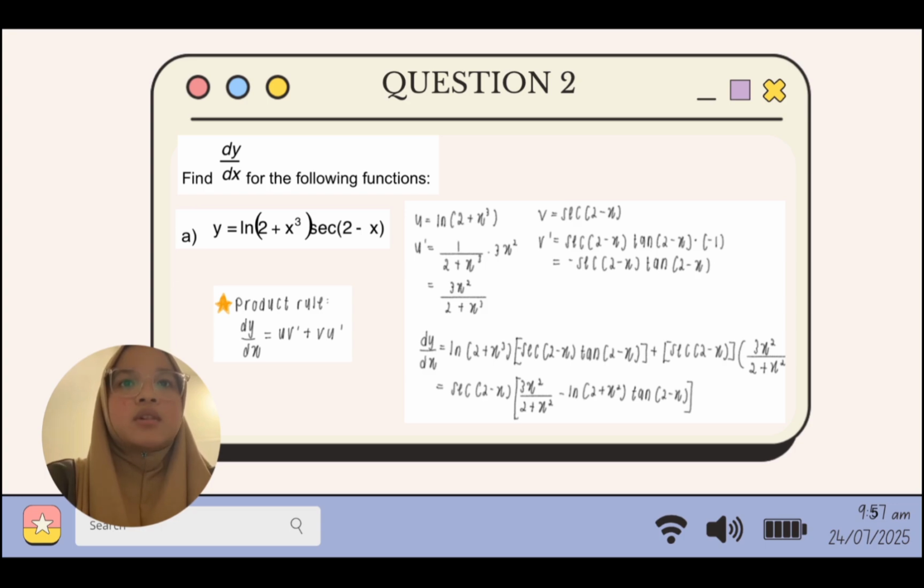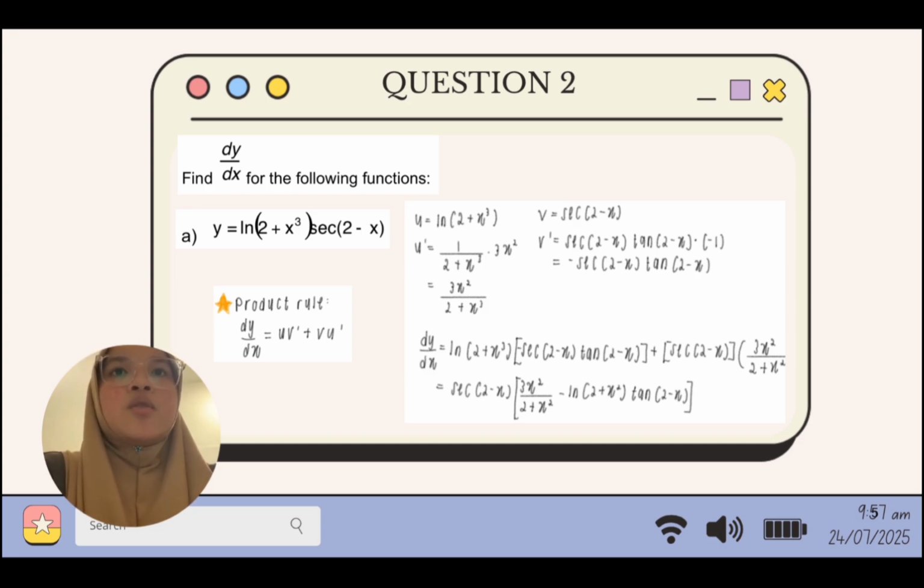Find dy over dx for the following function, which is y equals ln(2 plus x cubed) secant(2 minus x). So for this question, we'll be using the product rule. For the first step, we need to find u prime and v prime. As we know in the question, u is equal to ln(2 plus x cubed). For differentiating ln x, it is equal to 1 over x, that is the formula. So we differentiate the ln, we get 1 over 2 plus x cubed.